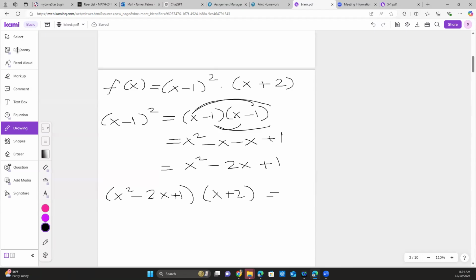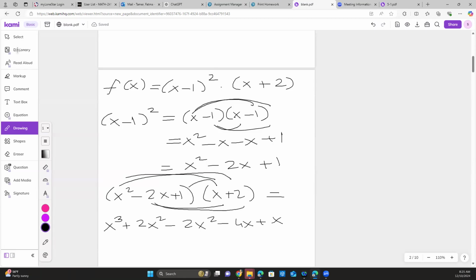Now, this x squared minus 2x plus 1, we can also multiply it by x plus 2. So x squared times x is x to the third power. x squared times 2 is 2x squared. Negative 2x times x is negative 2x squared. Negative 2x times 2 is negative 4x. 1 times x is x. 1 times 2 is 2.